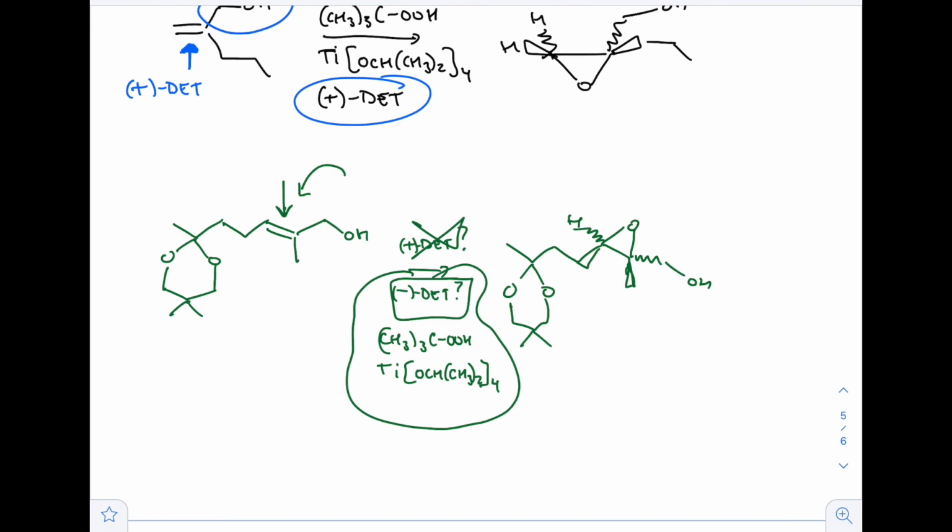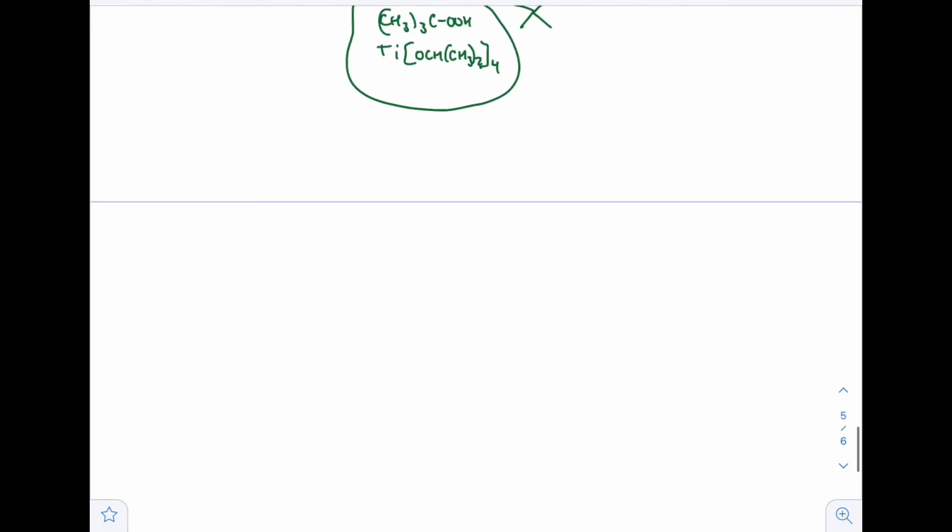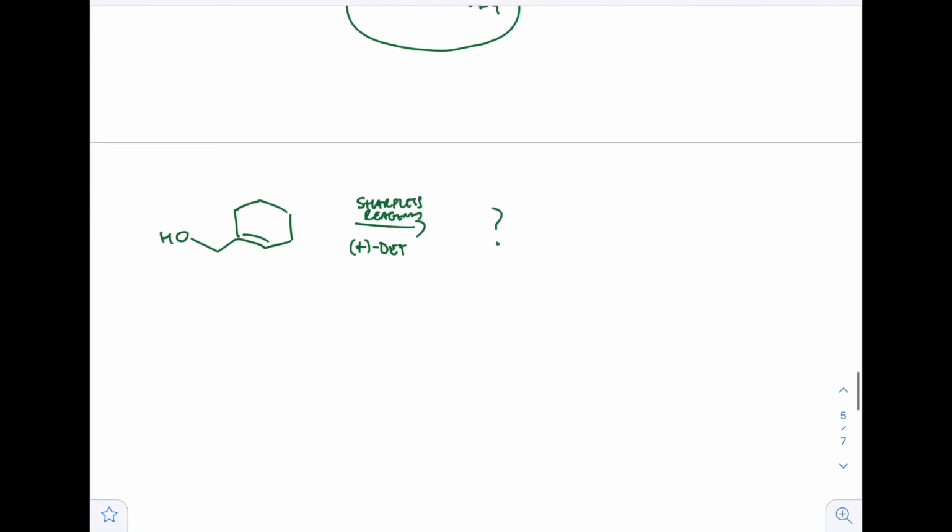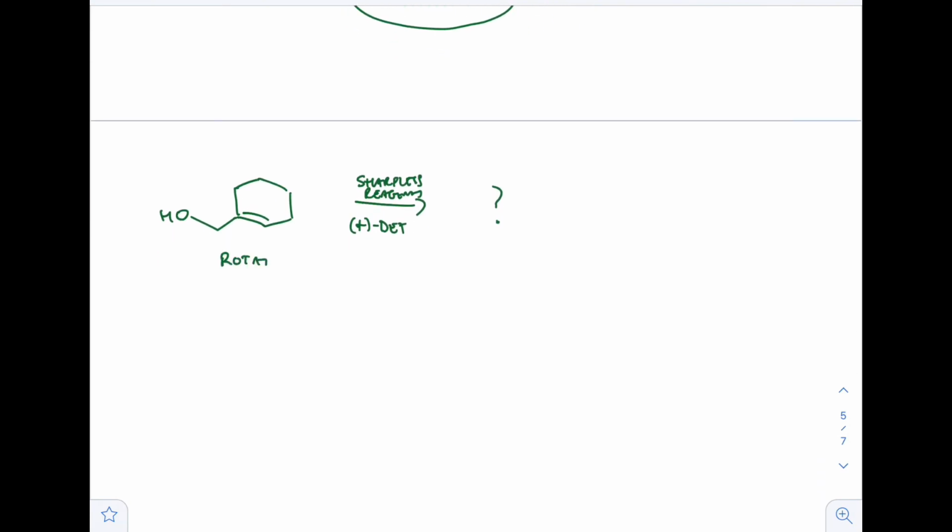We could also predict what the products would be with the given alkene and the Sharpless reagents, right? So, for example, let's just draw this alkene right here. We got some Sharpless reagents and positive. Nope, yeah, let's go with positive DET. Okay, what's the product? Here's the thing.